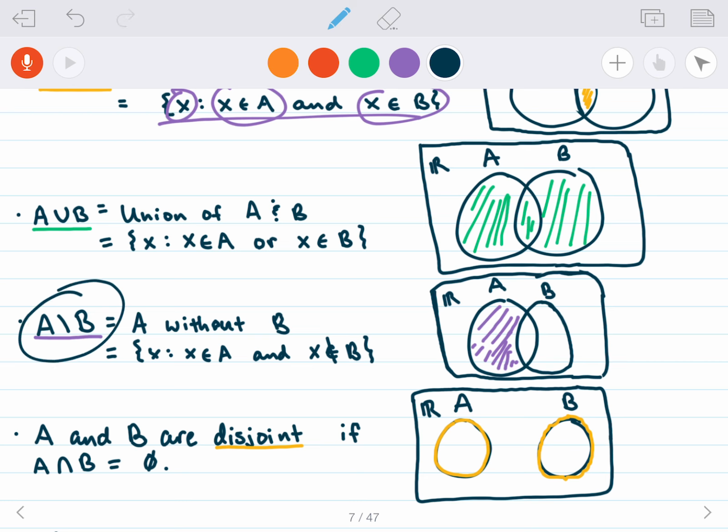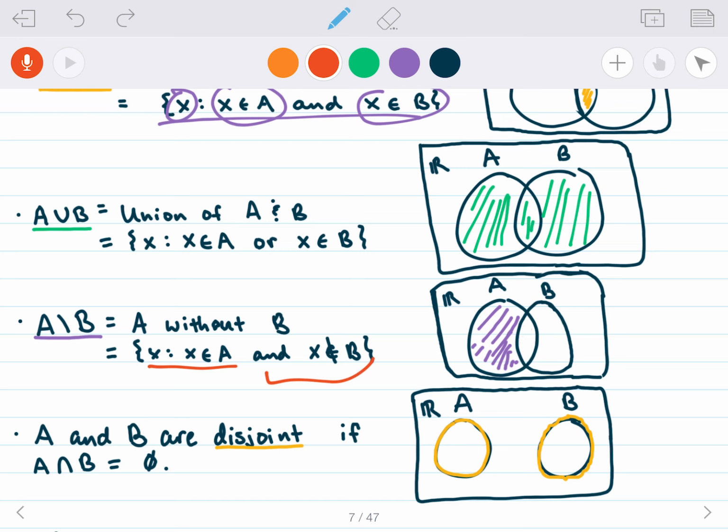This guy in purple is set minus. Well, I shouldn't say the complement. Scratch that. Just set minus. You can read it as A without B. Okay, that's what you should read it as. And so these are the elements in A, where x is in A and x is not in B. So the elements that are in A but not in B. We wouldn't include this red piece because even though it's in A, it's also in B. So we don't want that. We want A without B, so that would just be the purple piece.